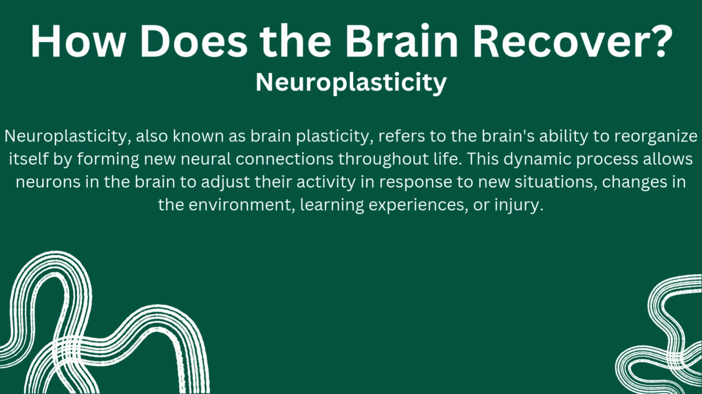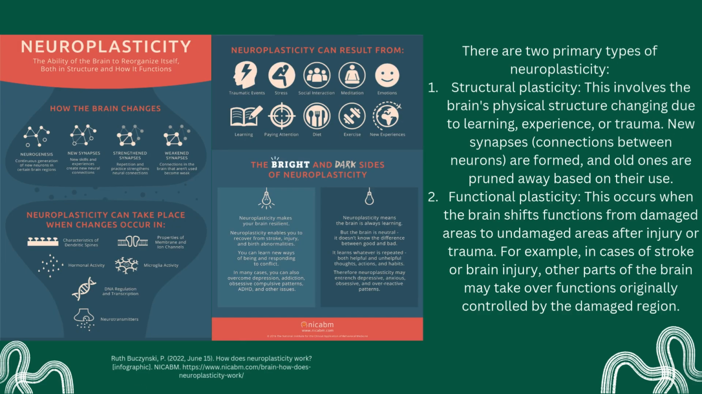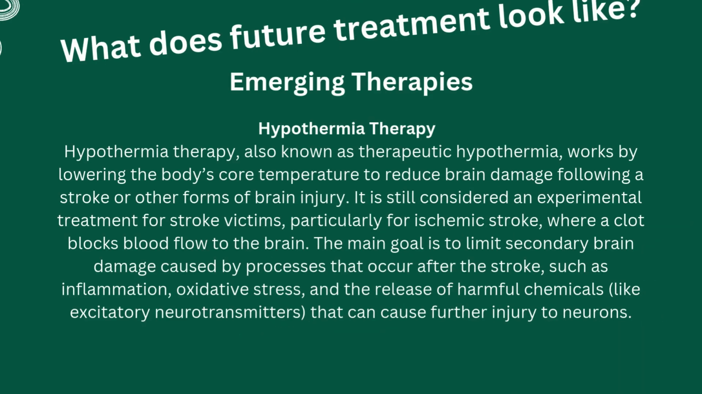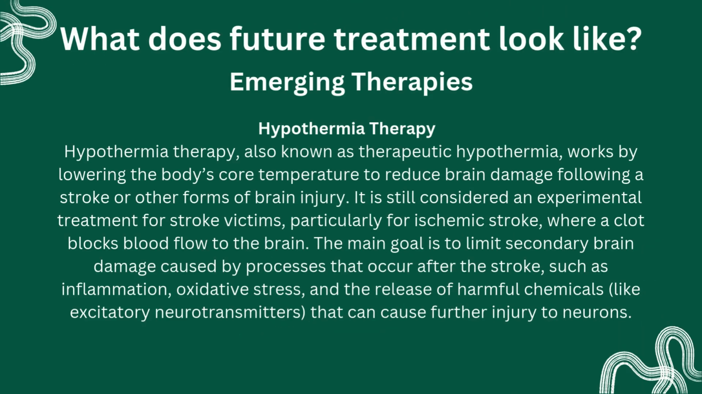So how does the brain recover? It's through neuroplasticity, which is the brain's ability to reorganize itself by forming new neural connections throughout life. As far as strokes go, it's very helpful because through functional plasticity, the brain shifts functions from damaged areas to undamaged areas after a stroke. So if one part of the brain is damaged in a stroke, the functions that would occur in that part of the brain are transferred to a new area.